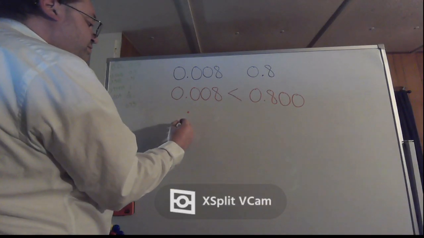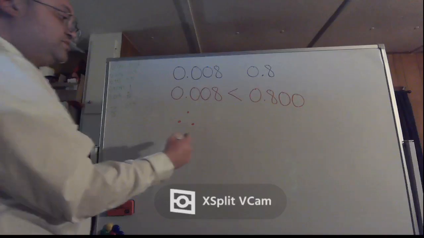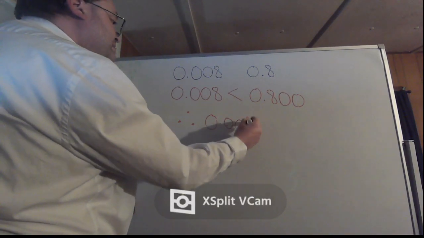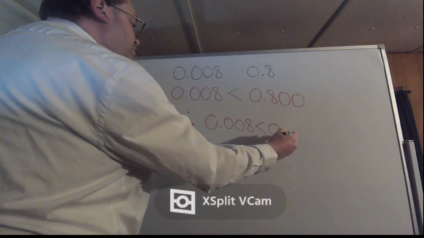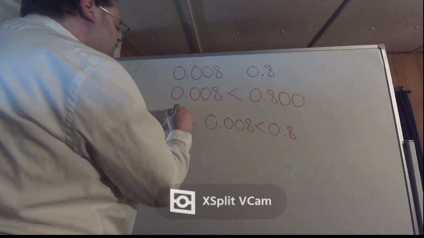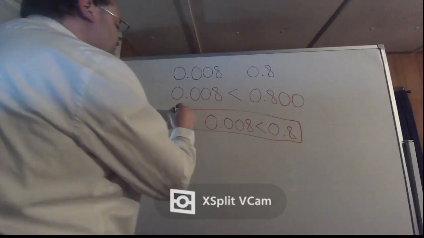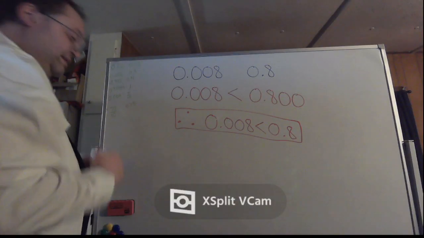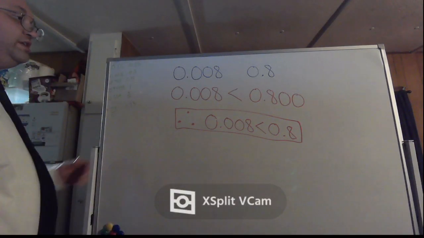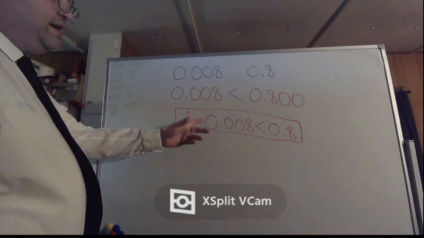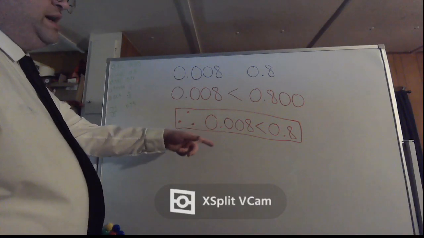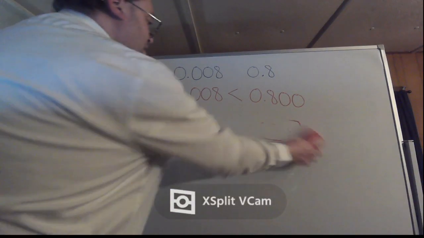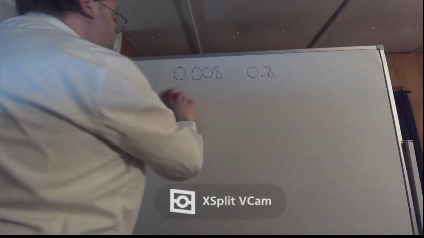Then you'll say, therefore, with those 3 dot symbols, therefore 0.008 is less than 0.8. That would be how you write it. Therefore, 8 thousandths is less than 8 tenths. So basically you do your work and then you convert it back to the original inequality, and then you have your answer. Alright. Got 4 more here.